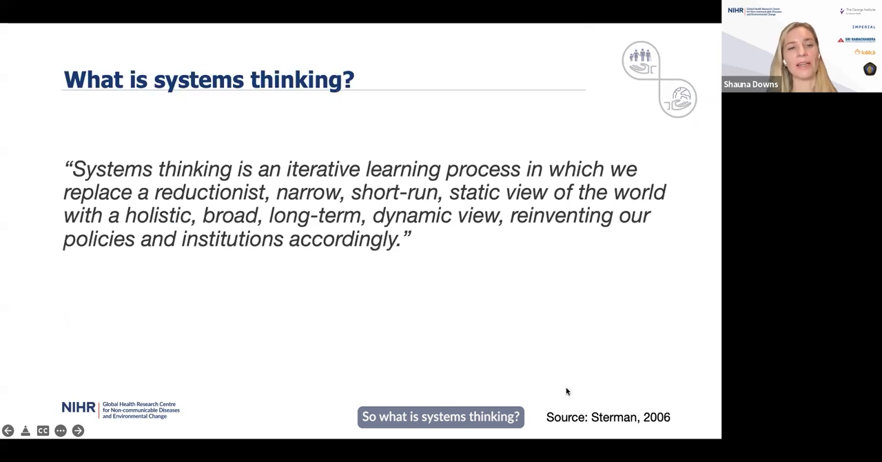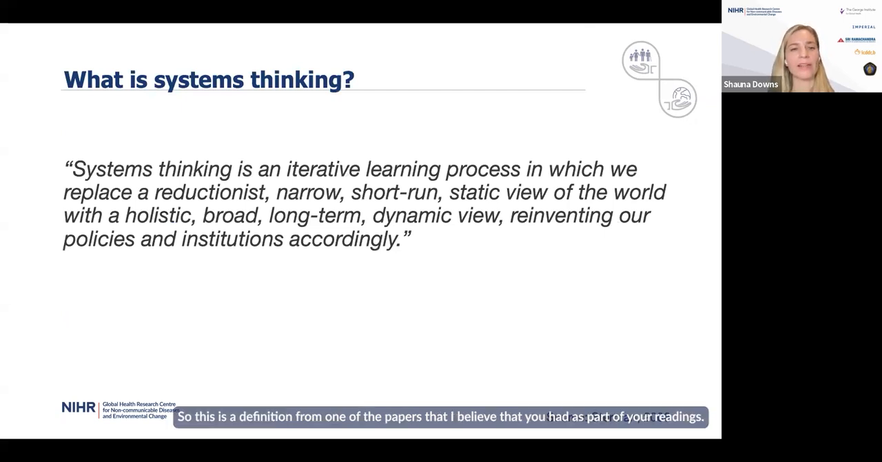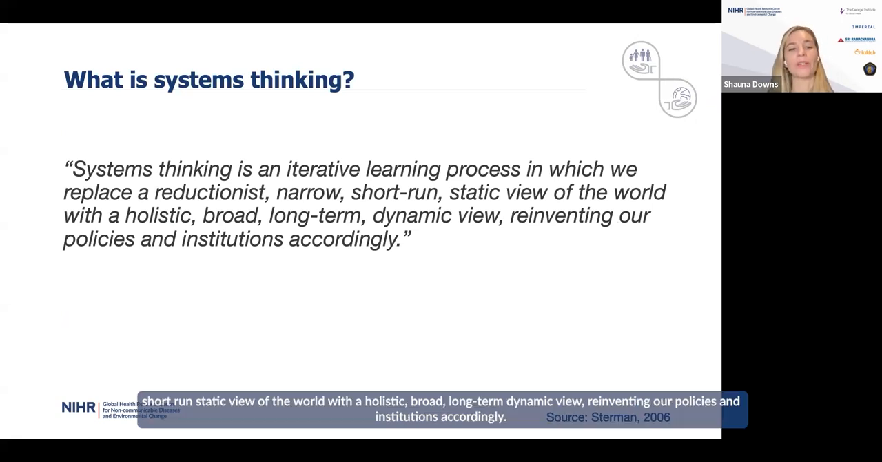So what is systems thinking? This is a definition from one of the papers that I believe you had as part of your readings. Systems thinking is an iterative learning process in which we replace a reductionist, narrow, short-run, static view of the world with a holistic, broad, long-term, dynamic view, reinventing our policies and institutions accordingly.